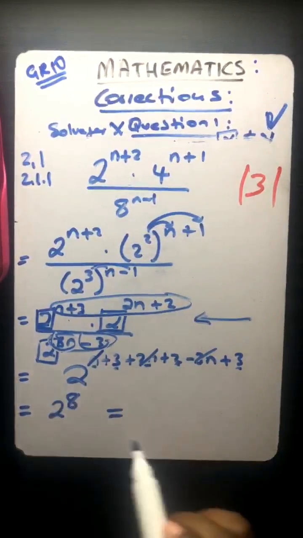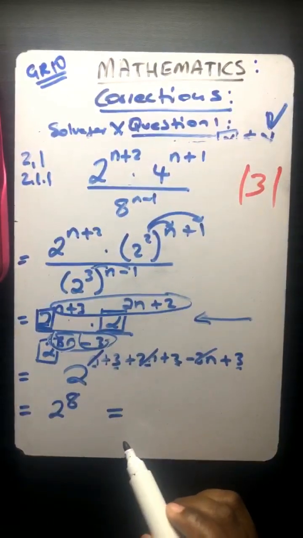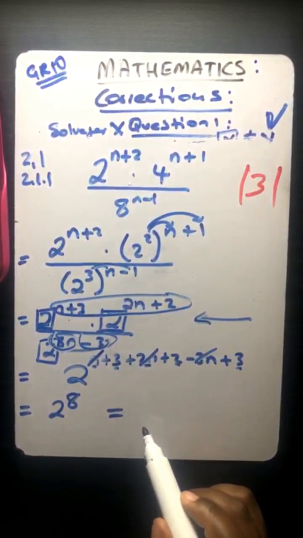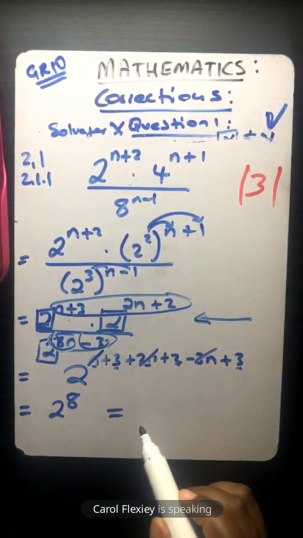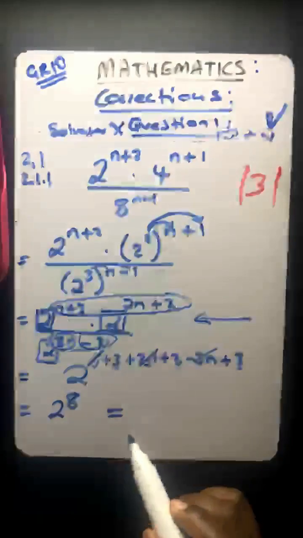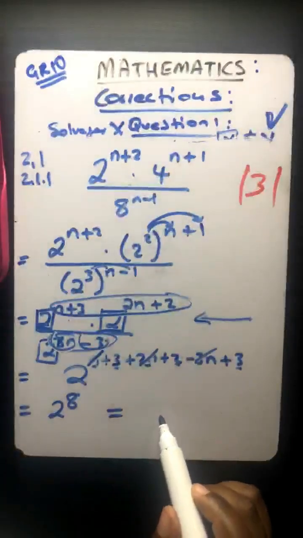What is that when you punch it on a calculator? It's a big number. I can't remember that one. What is that, guys? 256. 256, but just wait for a moment.